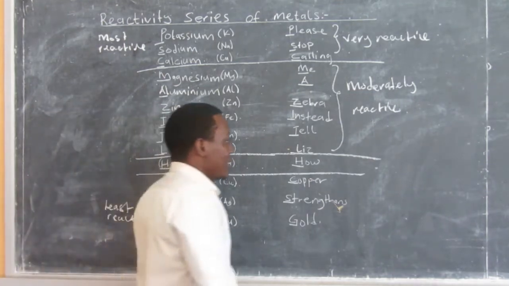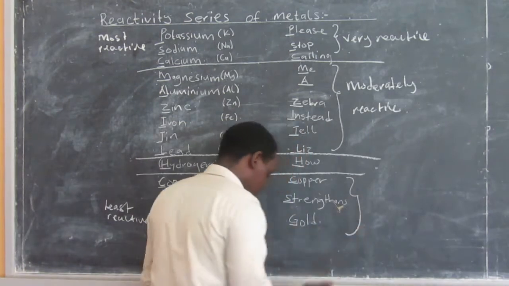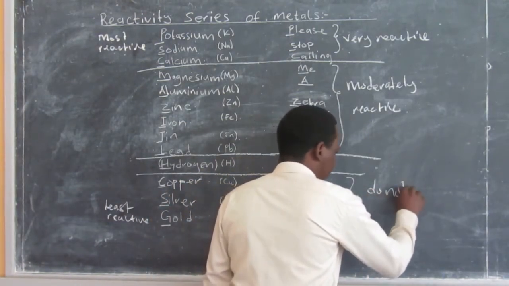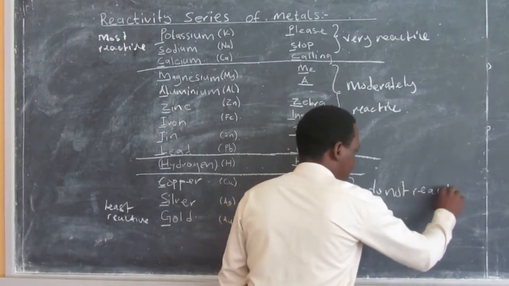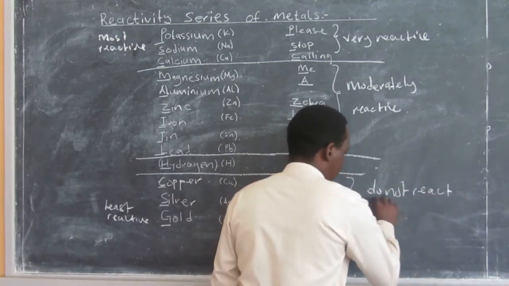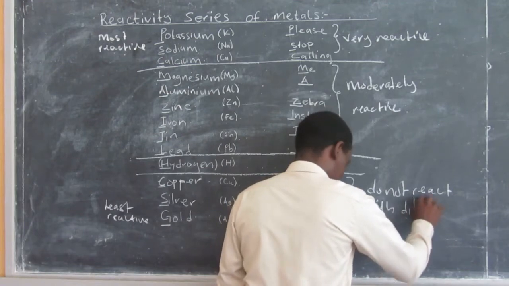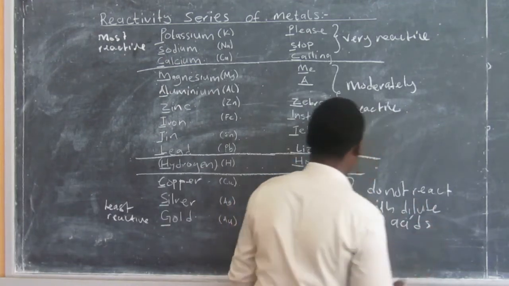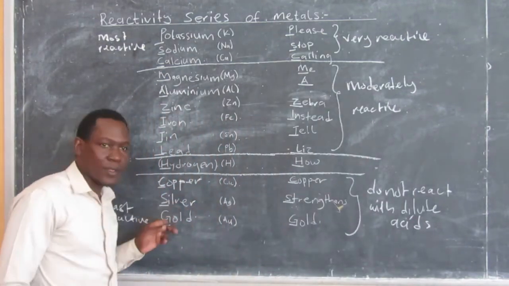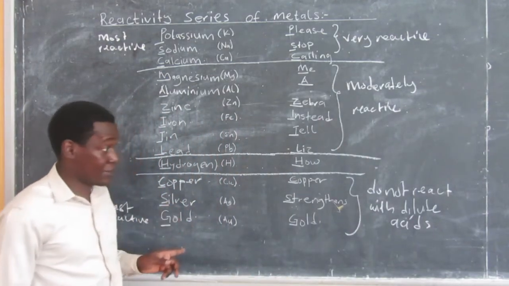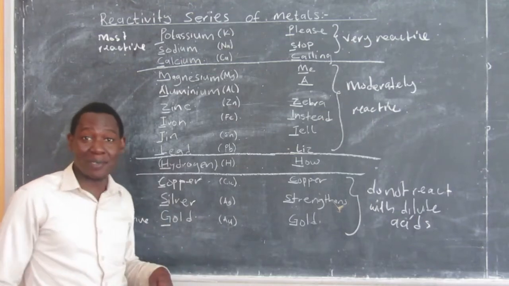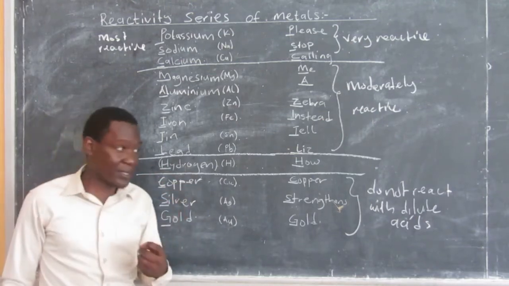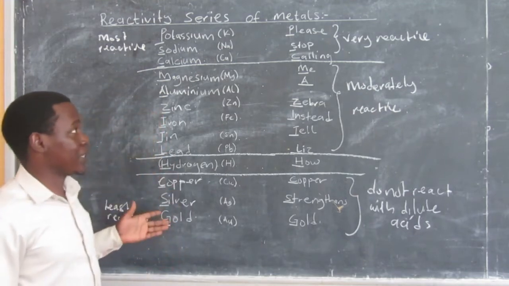Therefore, we shall say these elements do not react with dilute acids. These elements will never react with dilute acids because they are below hydrogen. Therefore, they can't displace hydrogen from their chemical compounds or chemical formulas. That's basically what we have discussed.